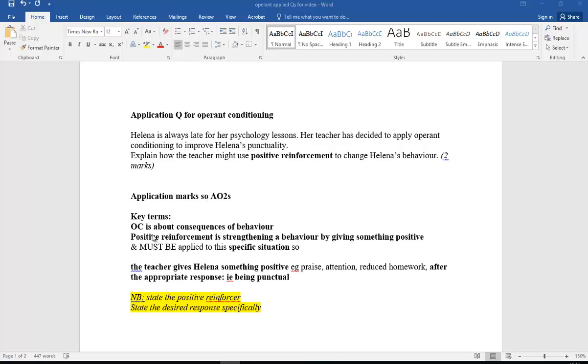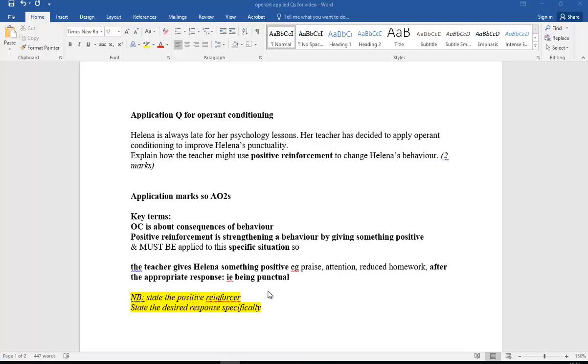Right, so what we've got to do is make sure our key terms are put into our answer, and we're applying that specifically to this scenario. Okay, so we need to get in there that operant conditioning is all about consequences of behavior, and here we're asked to talk about positive reinforcement and how this teacher is using it. So we need to also get into our answer that positive reinforcement is always strengthening a behavior by giving something positive. As I say, it must be applied to this specific scenario. So basically, we need to say the teacher gives Helena something positive, in other words, praise or attention, after the desired response, so after she is being punctual.